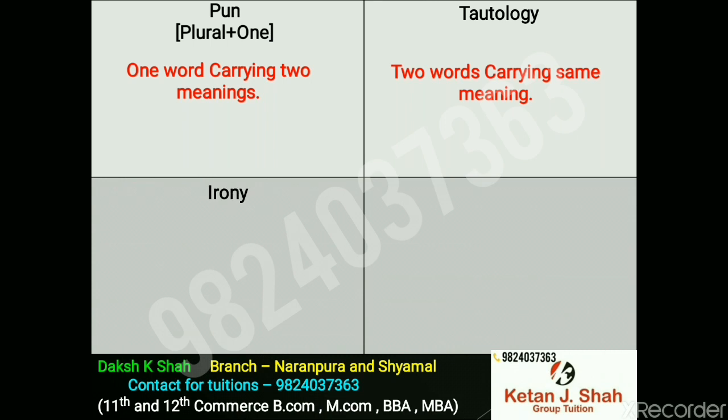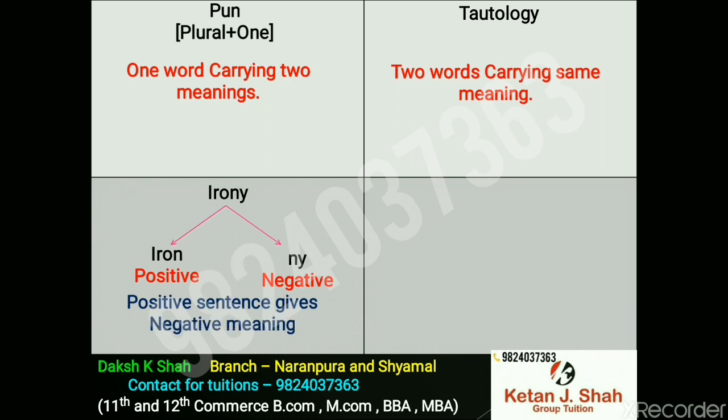Next one, irony. Irony can be divided into two parts, iron and knee. Iron means positive and knee means negative. It means that positive sentence gives negative meaning. So that a sentence like that, she is the wisest fool. You are so intelligent that wisdom is invisible on this earth. So it means that we are saying positive, but we are still trying to make the sentence sound negative.